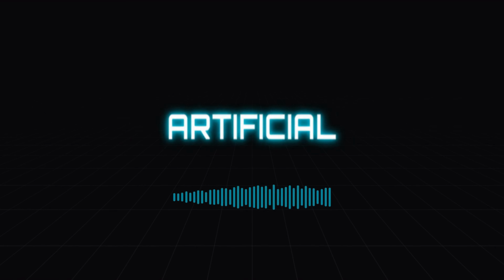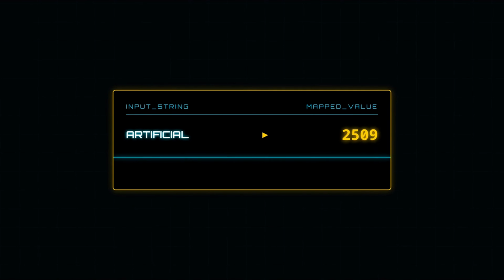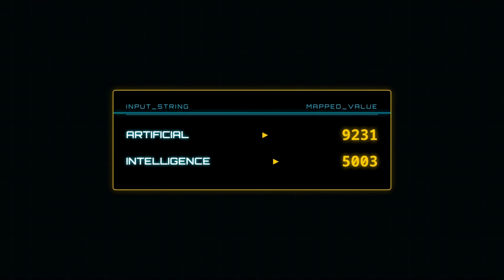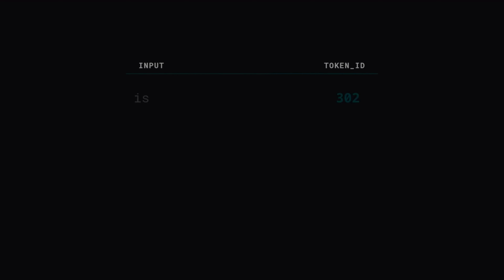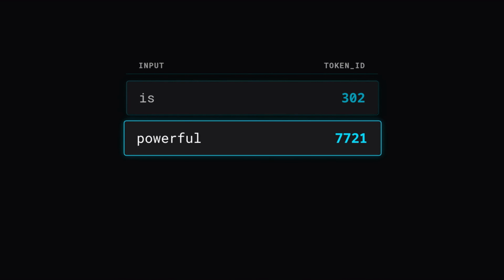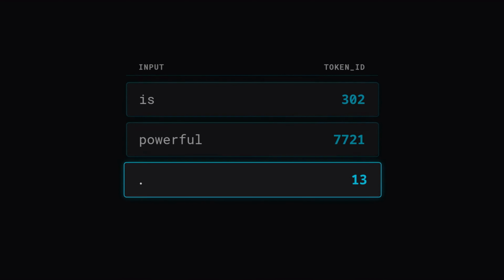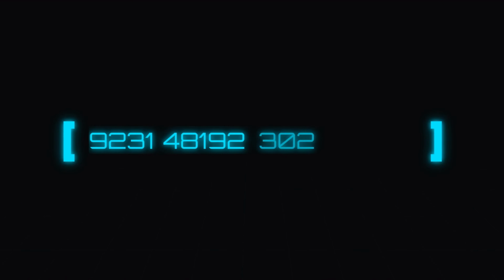For example, artificial becomes 9231, intelligence becomes 48192, is becomes 302, powerful becomes 7721, dot becomes 13. The model doesn't see words. It sees something like 9231, 48192, 302, 7721, 13. That's what it processes.